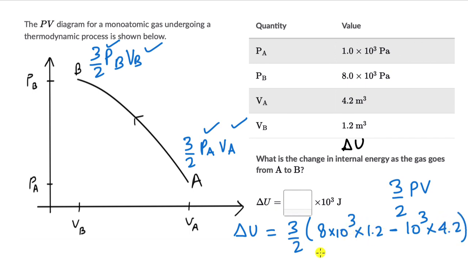Okay, now when you work this out, and I encourage you to pause the video and work out this calculation, you should get 8.1 into 10 to the power 3 joules. We need to just report 8.1 over here. So that's what it is.